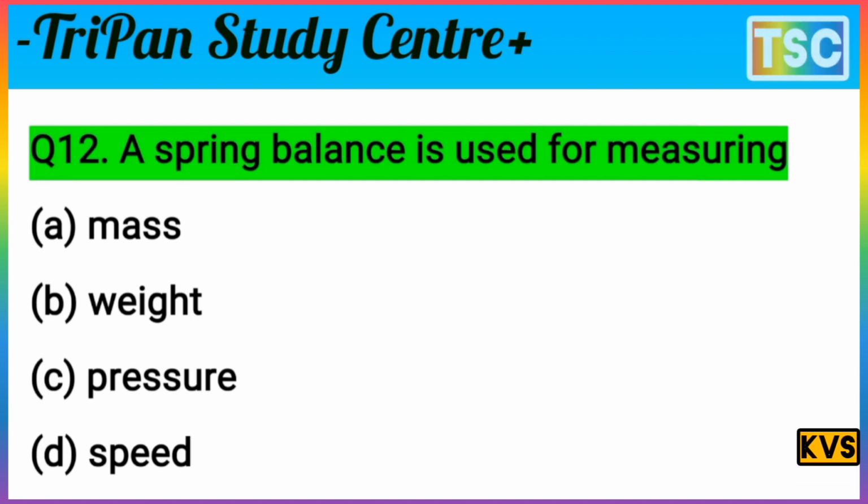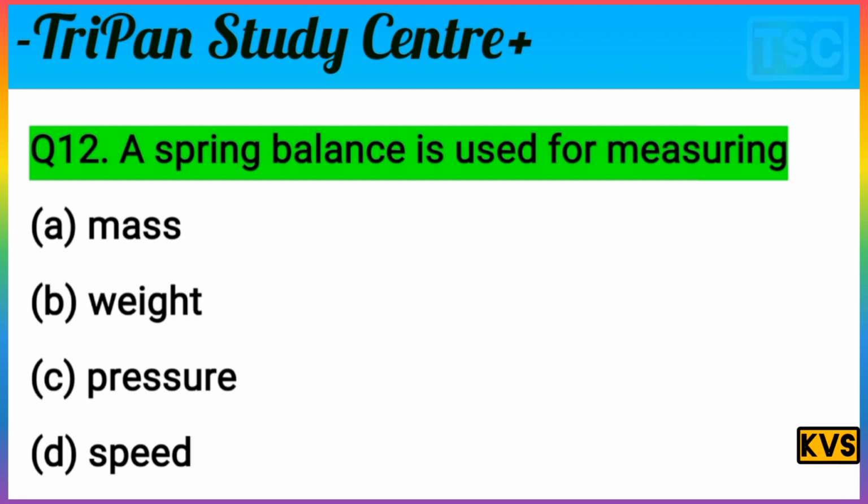Question: A spring balance is used for measuring A, mass, B, weight, C, pressure, D, speed. That's an important option. But first of all, give the answer and write the correct answer in your notebook. I give you a few seconds. Okay? Write the answer in your notebook.